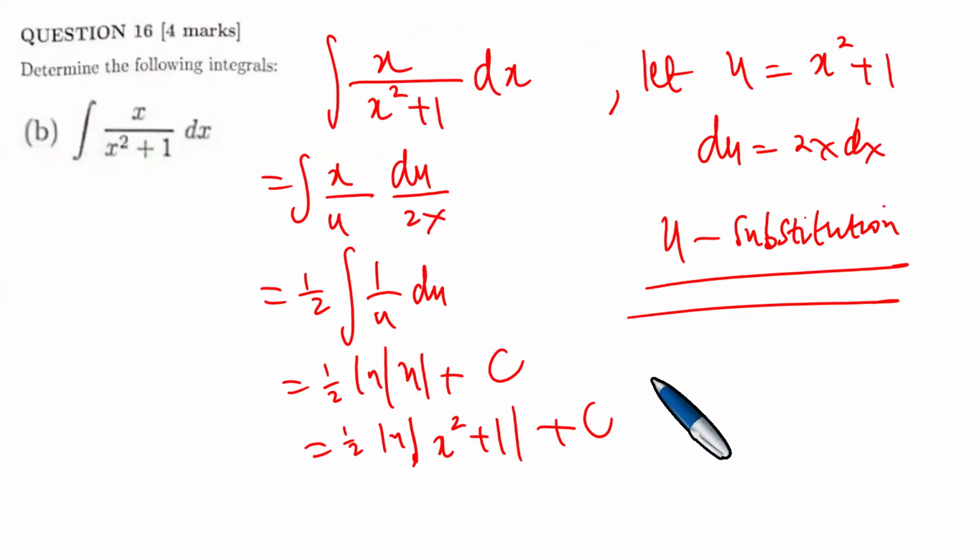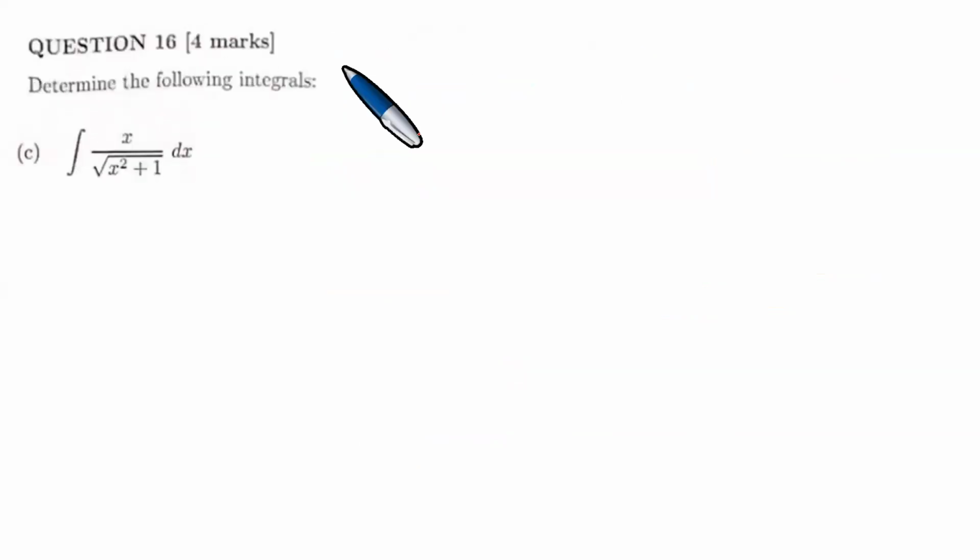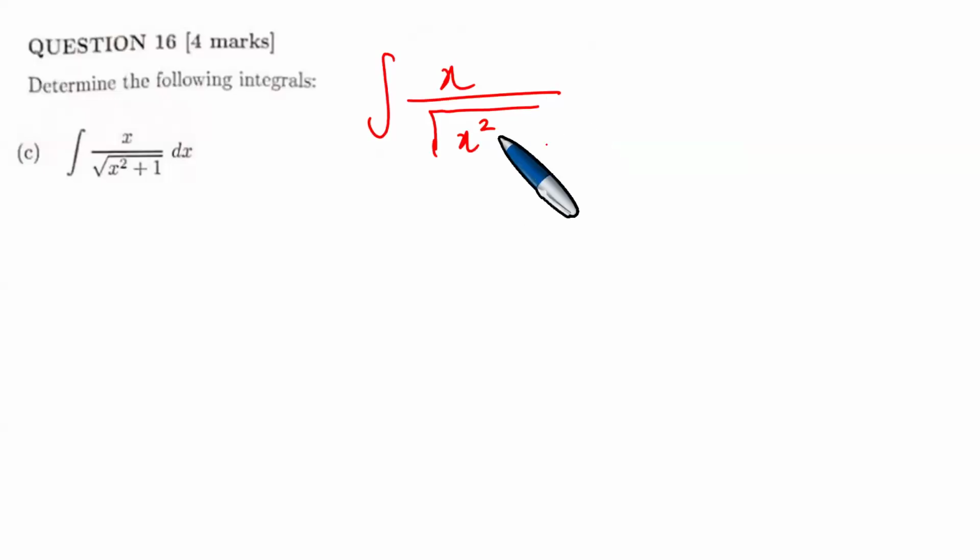Right, so now we have this particular one, and we have the integral of x divided by the square root of x squared plus 1 dx. And we want to be in a position to find the actual result out of this. So the question we're asking is, what is the answer to this particular question?